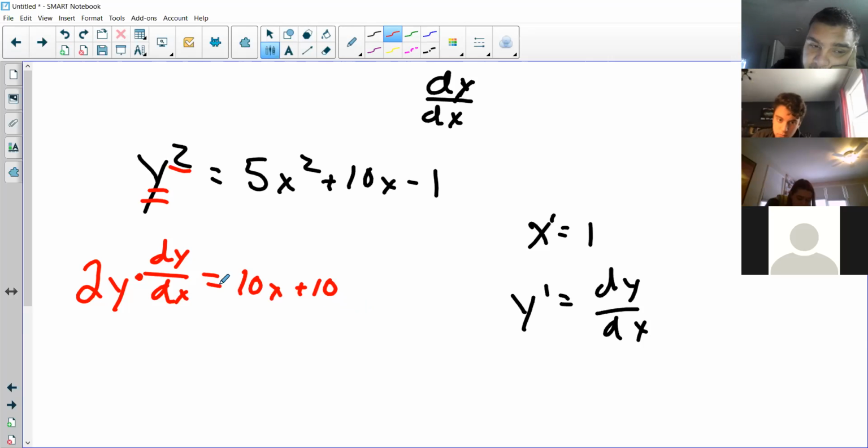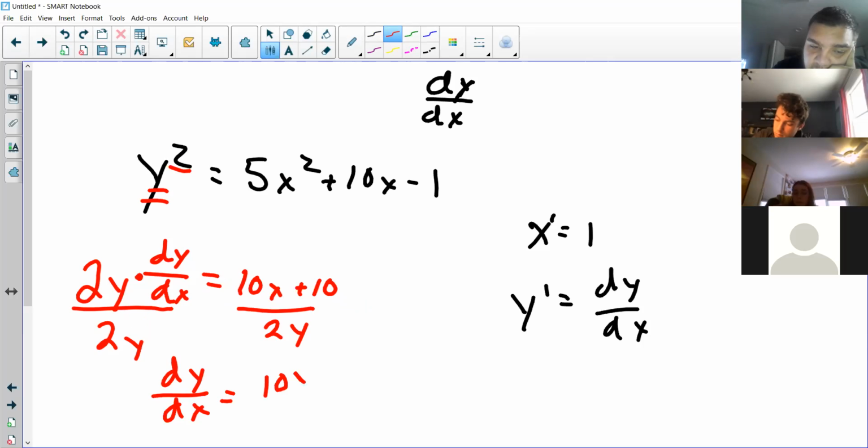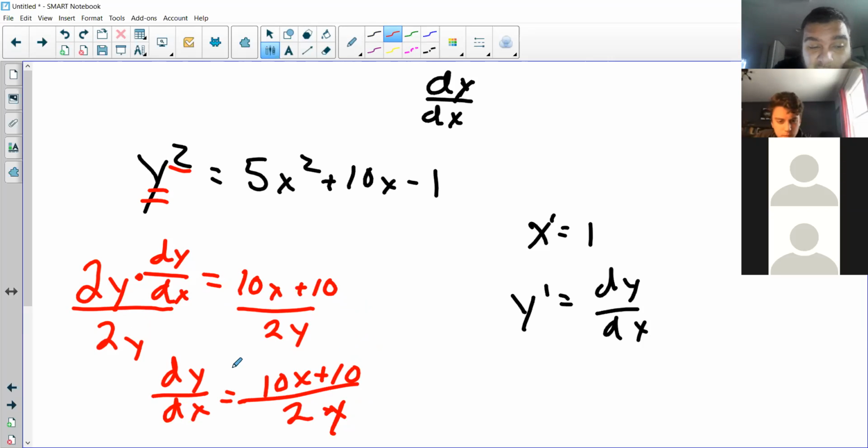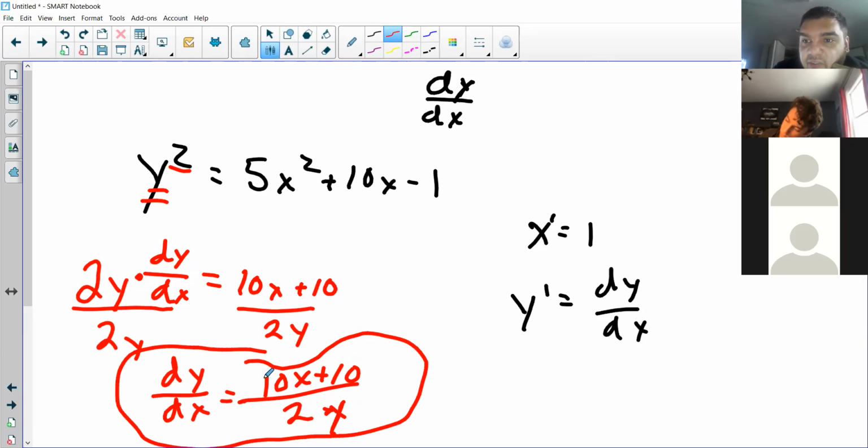My job is to get dy/dx by itself. So I'm going to divide 2y on both sides. dy/dx equals 10x plus 10 over 2y. And that would be your answer right there. You could technically simplify the 2's and take everything 2 out. I won't mind that.